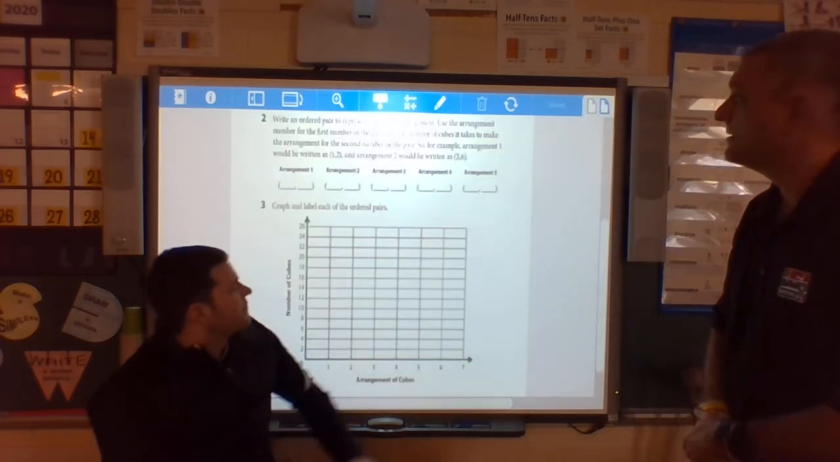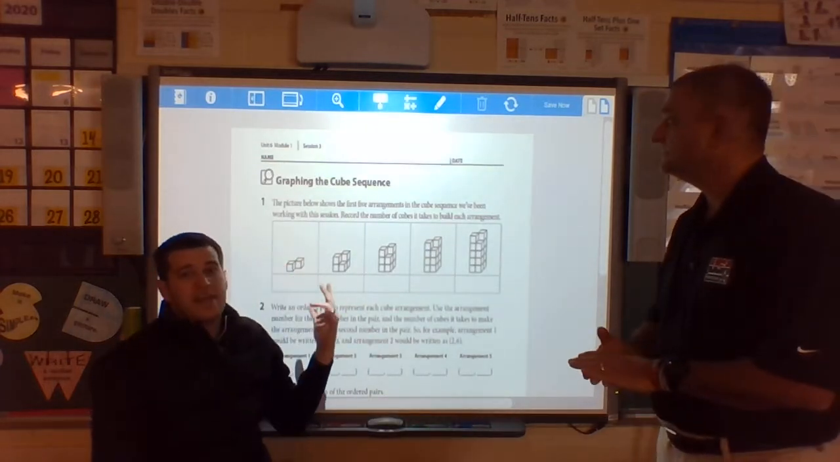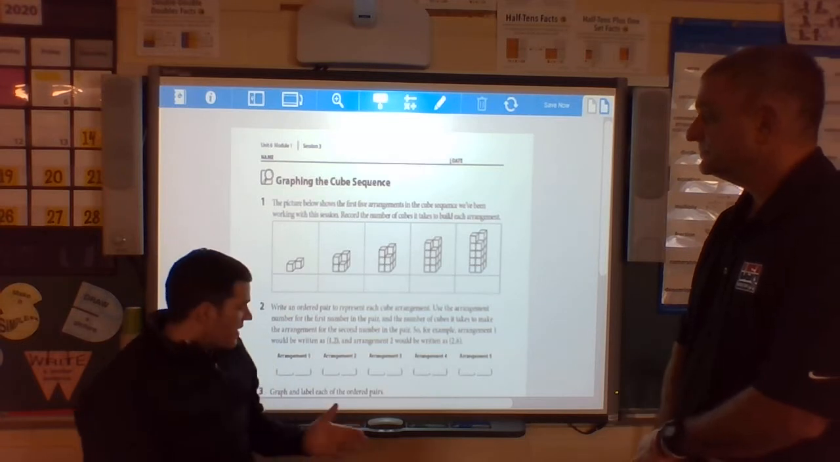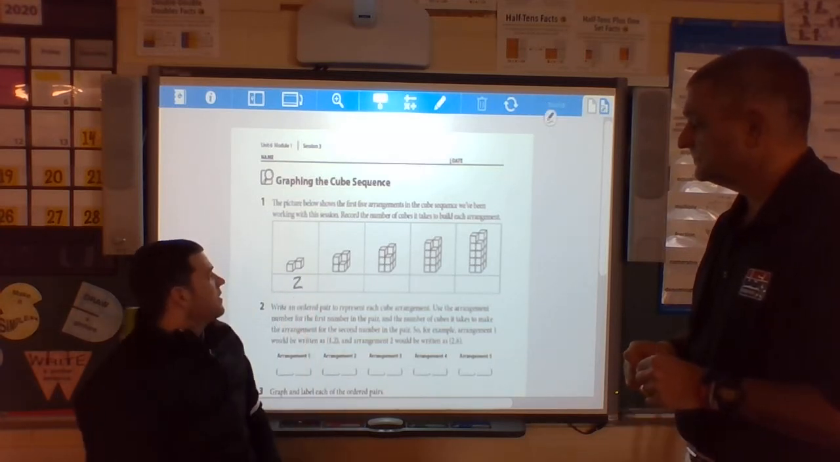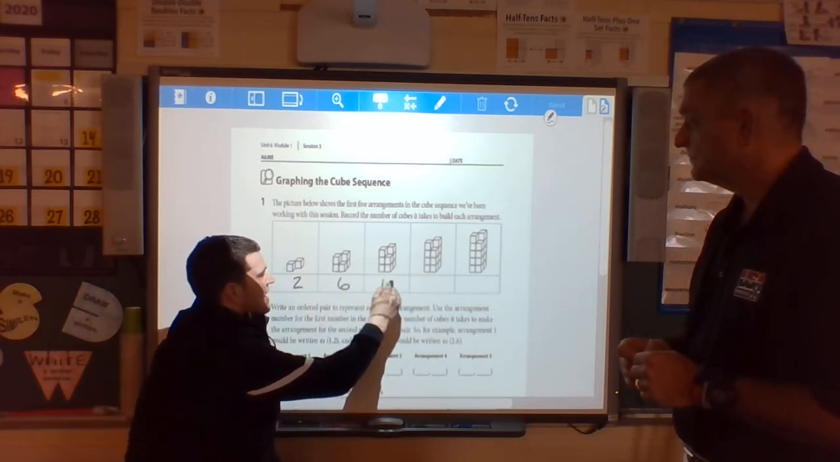There we go. Perfect. Right, up to the top. All right, so this is a really small drawing of what we had just worked with. We already had said the first arrangement had 2 cubes. The second arrangement had 6. The third arrangement had 10.